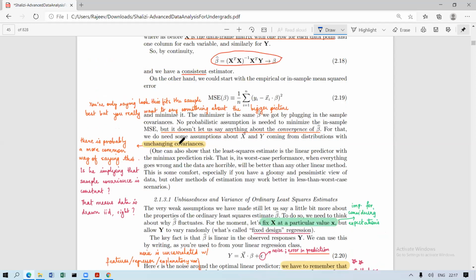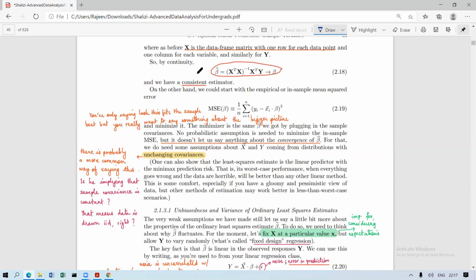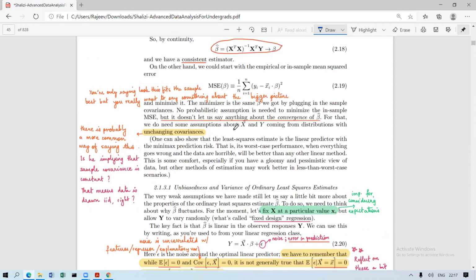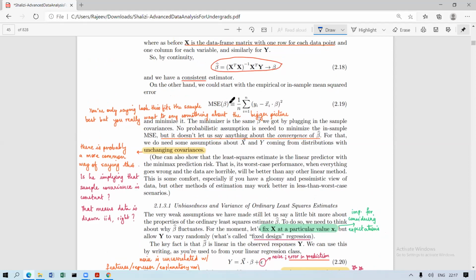And then he's just making sure about the assumptions that I spoke of, that you have not made any assumptions yet. No probabilistic assumption is needed to minimize the sample error. And it doesn't say anything about how fast the beta will give you those results.